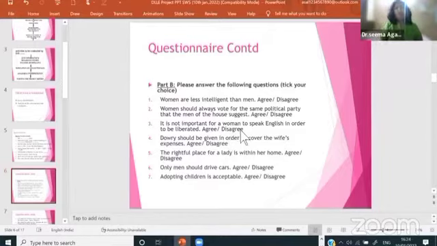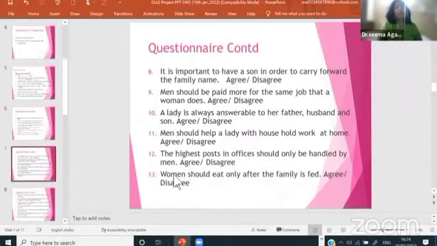Fourth one is dowry should be given in order to cover the wife's expenses. Fifth one is the rightful place for a lady is within her home. Next question is only men should drive car. Next is adopting children is acceptable. Now, question number 8 is it is important to have a son in order to carry forward the family name. Question number 9 is men should be paid more for the same job that a woman does. 10th one is a lady is always answerable to her father, husband, and son.